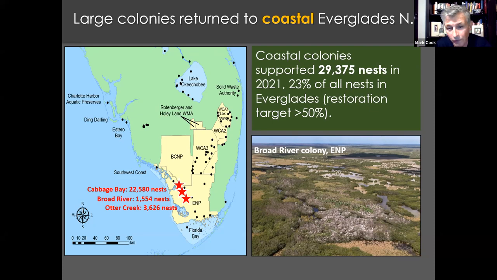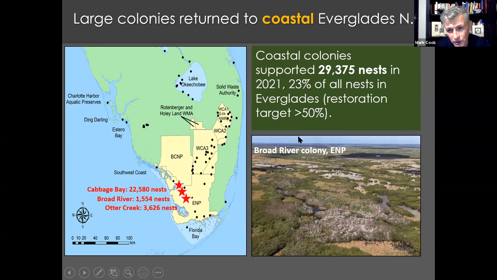Probably one of the most interesting things from a scientific perspective and a restoration perspective is that we also saw a return of these birds to these coastal colonies, and particularly in this area of southwest Everglades National Park, this Fertile Crescent region, where they historically nested. And 30,000 nests was an incredible number of nests in this region. Now, our restoration target for the Everglades is to have about 50% of all nests nesting again in this coastal region.